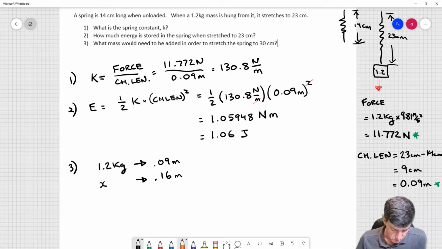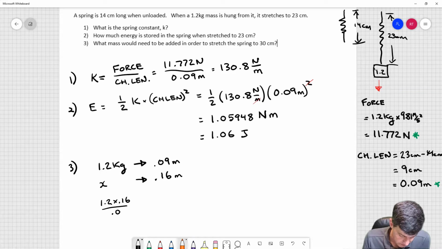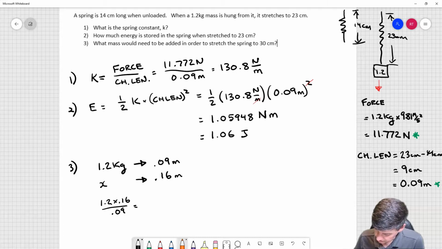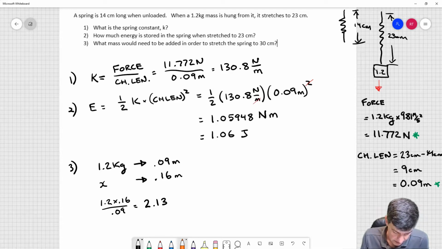We could just use it as a ratio, and from there we cross multiply and figure out our x. So 1.2 times 0.16 divided by 0.09 gives me an answer equal to 2.13, and that would be units of kilograms. Okay, so that's one approach that you could take.